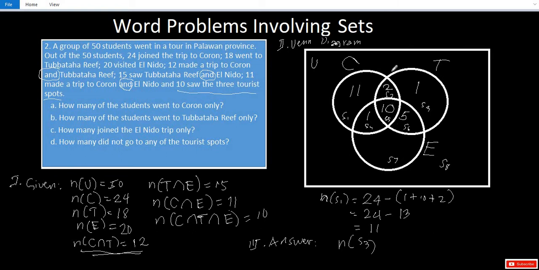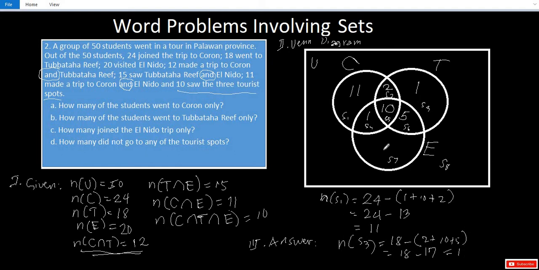So that when we check, we have 5 plus 1 is 6 plus 10, 16 plus 2, 18. And we get the cardinality of set T, which is 18. So again, this is the formula. N of T, which is 18, minus the sum, 2 plus 10 plus 5. So we have 18 minus 17, and the answer is equal to 1.